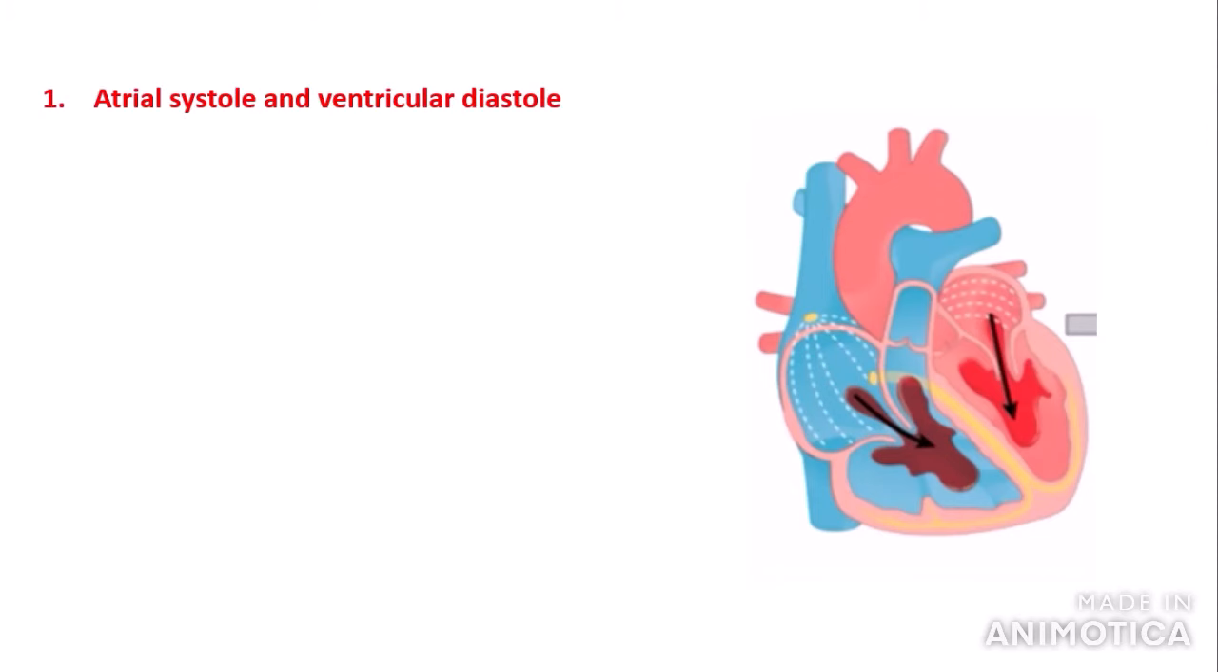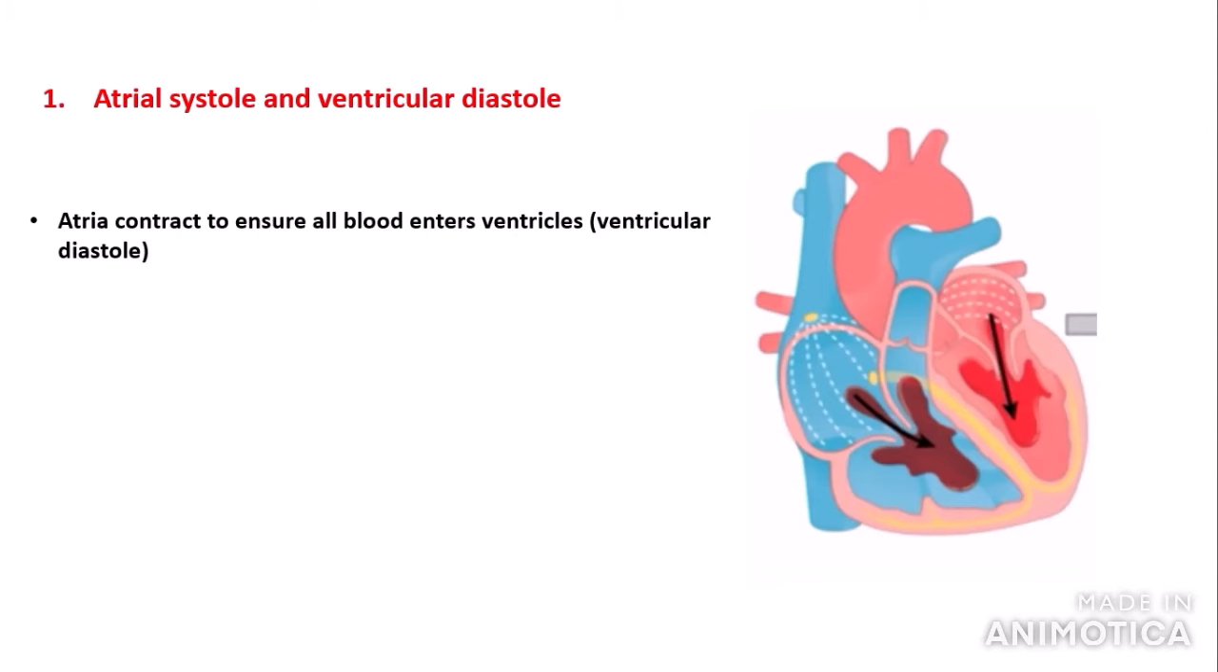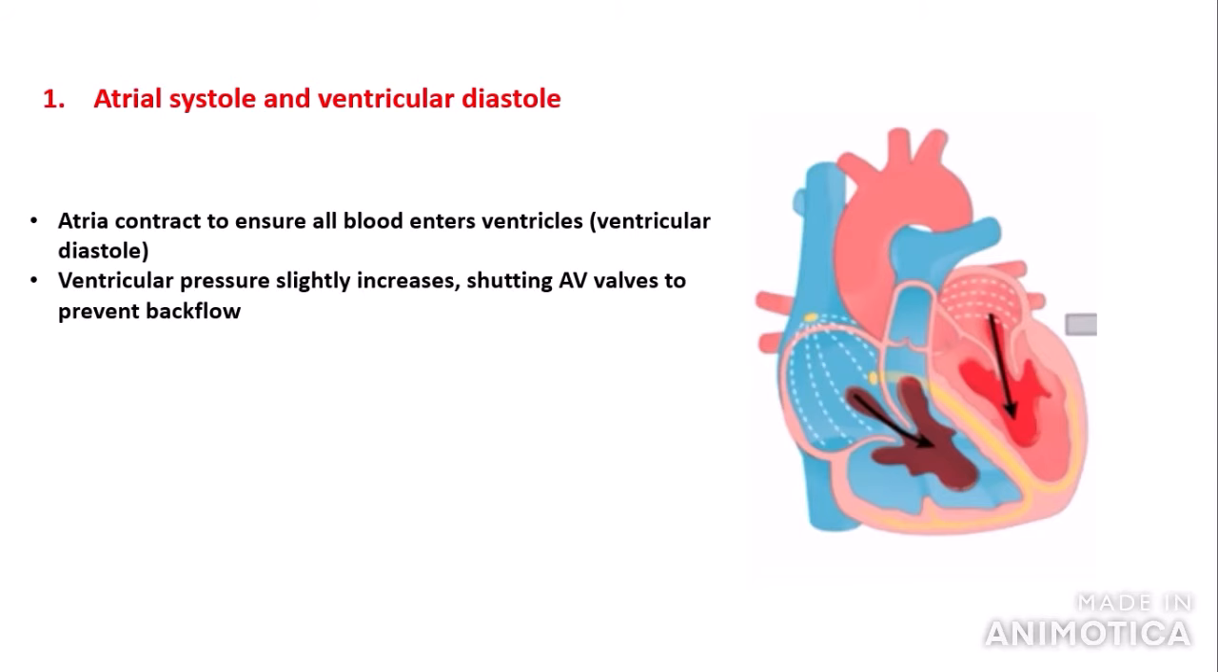So the next step is atrial systole and ventricular diastole. In this step, the atria contract when they are about 50% empty. This ensures that all of the blood has entered the ventricles. When blood enters the ventricles, this is called ventricular diastole, as the ventricles have to relax to allow blood to fill them. Now, as the blood enters the ventricles, the ventricular pressure slightly increases. As this pressure exceeds the pressure in the atria, the atrioventricular valves, so the bicuspid and tricuspid valves, shut to prevent backflow.